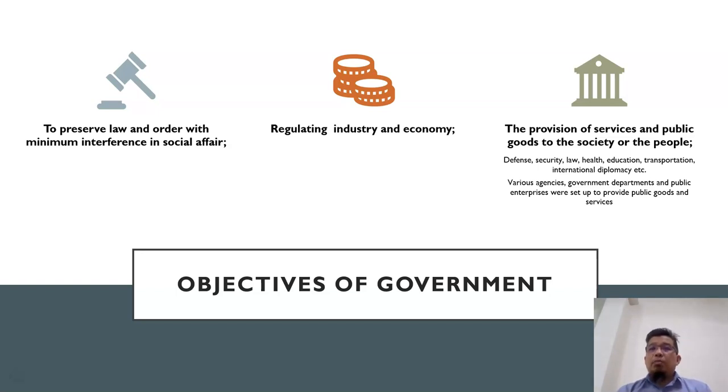The provision of services and public goods to the society or the people. As I mentioned earlier, these are the public services that cannot be offered by the private sector. There are demands, but they will be provided by the government, including defense, security, law, health, education, transportation, and international diplomacy, relationships with other countries. For instance, defense is definitely in the hands of government, because it's simply costly for the private sector to provide. Maybe the private sector can become suppliers, but providing defense is basically in the hands of government. Various agencies, government departments, and public enterprises will be set up to provide public goods and services.